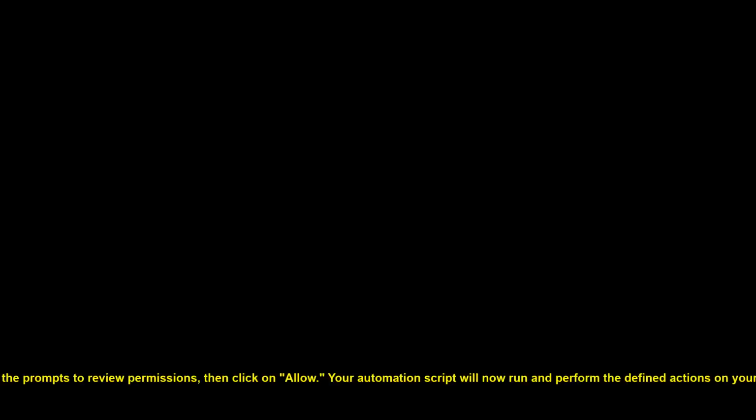If it's your first time running the script, you'll need to authorize access. Follow the prompts to review permissions, then click on Allow. Your automation script will now run and perform the defined actions on your sheet. Whenever you want to run the script again, simply return to the Apps Script editor and click the Play button.